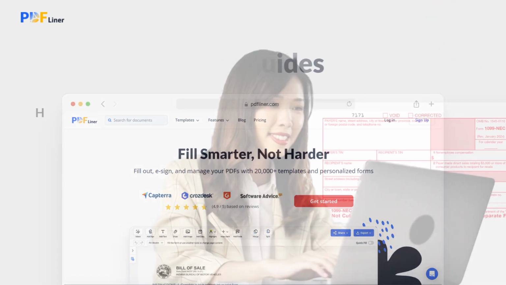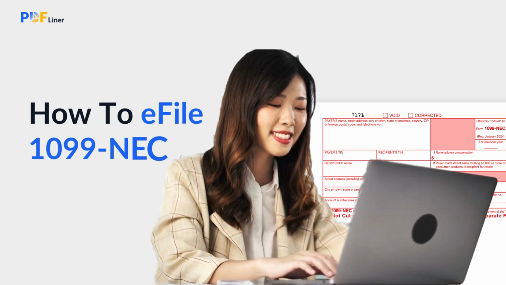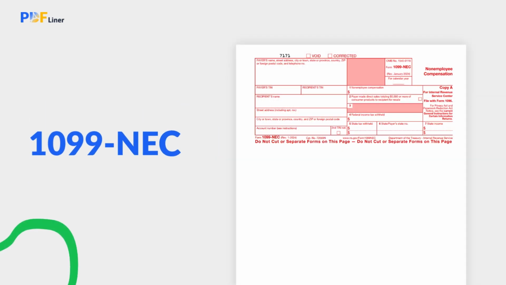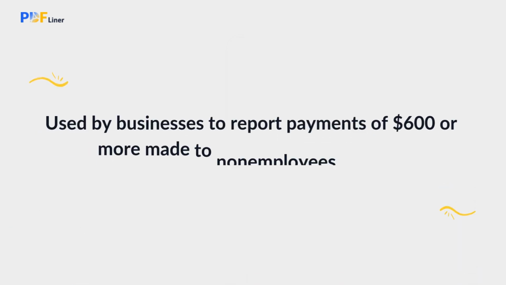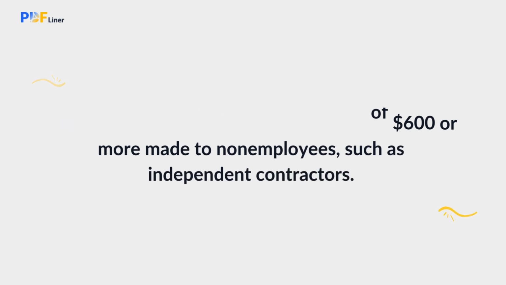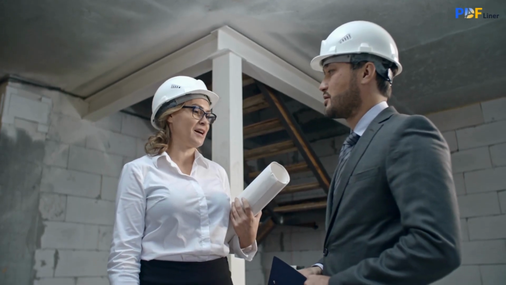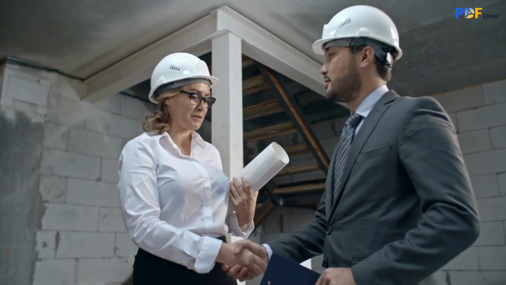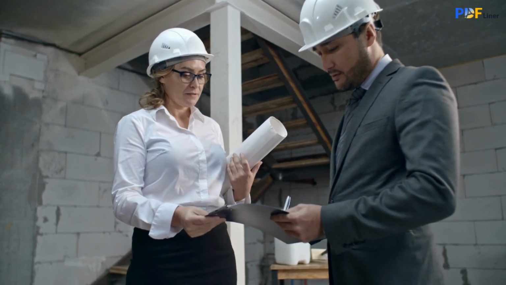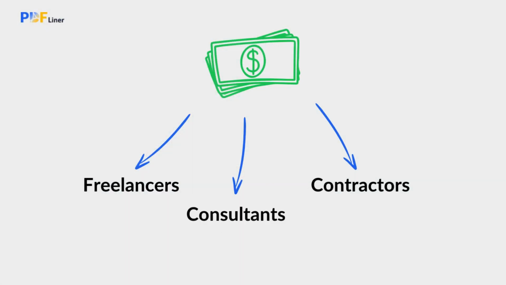In this guide, we'll show you how to file Form 1099 NEC with the IRS using PDFLiner. Form 1099 NEC, Non-Employee Compensation, is used by businesses to report payments of $600 or more made to non-employees, such as independent contractors. You should use Form 1099 NEC if you paid someone not an employee for services during the year, and the total payment reached $600 or more. This includes freelancers, consultants, or anyone providing services to your business.